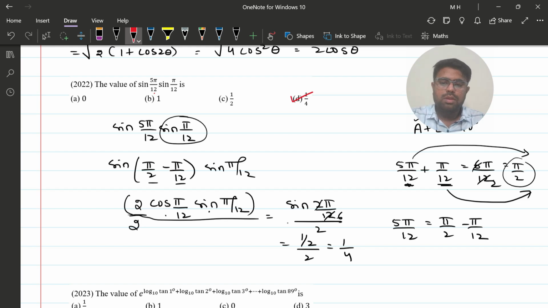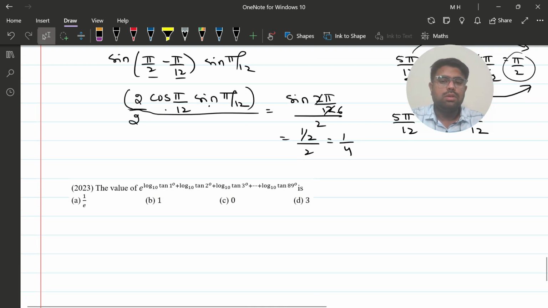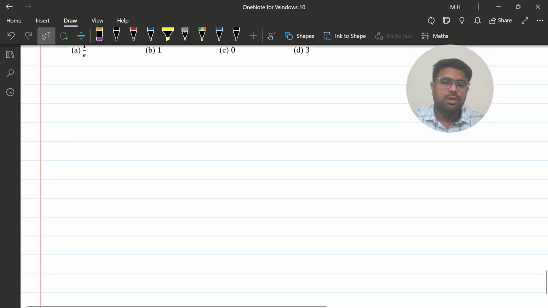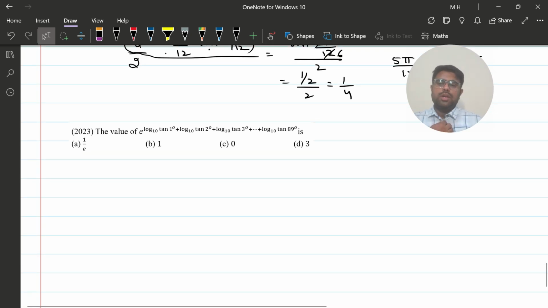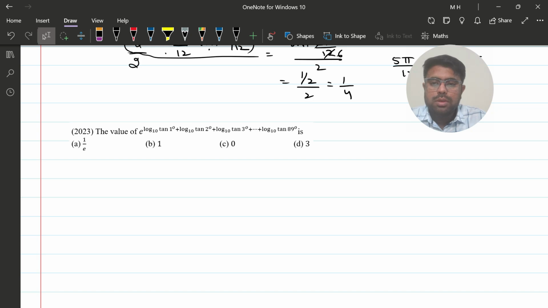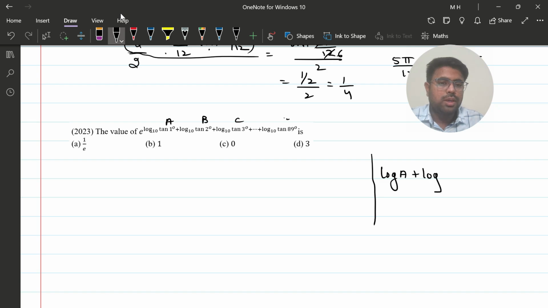Okay. Well, now I think this is the last question, the 2023 question. The value of e raised to log tan 1 to the base 10 plus log tan 2 to the base 10. See, if you look at this question, it is in the form of log a plus log b plus log c plus log d plus log e, right? So, there is a property that says log a plus log b is equal to log ab. I hope you know this property.